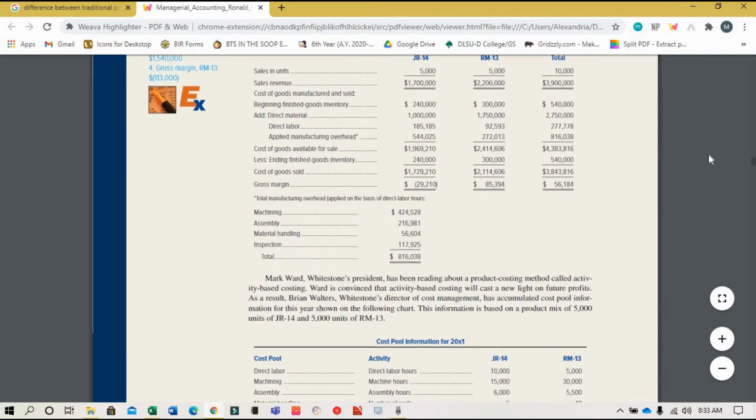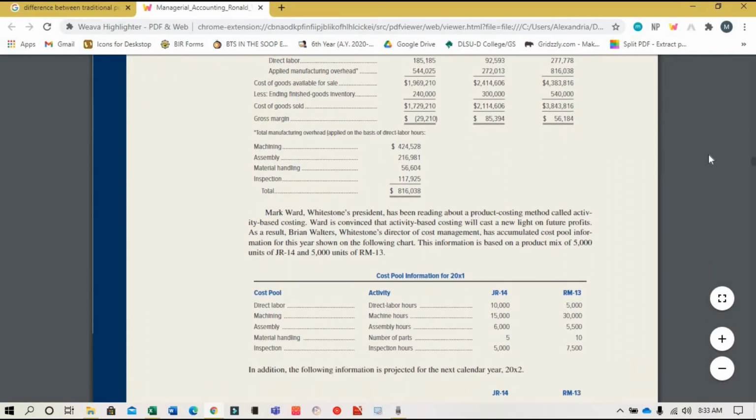So the cost pool information for 20X1 are as follows. So the cost pools are direct material, machining, assembly, material handling, and inspection. And the activity drivers are as follows. For direct labor, it is the direct labor hours. For machining, it's machine hours. For assembly, it is assembly hours. For material handling, it is the number of parts. And lastly, inspection, which is for inspection hours.